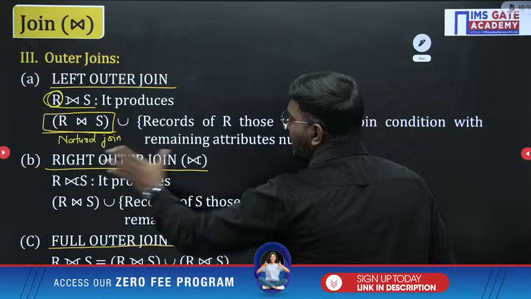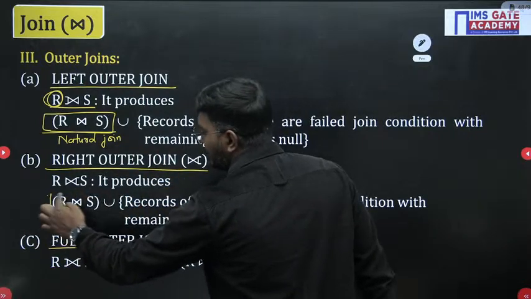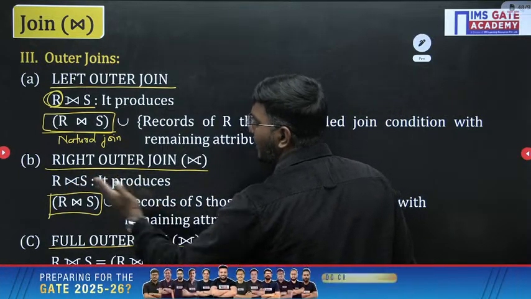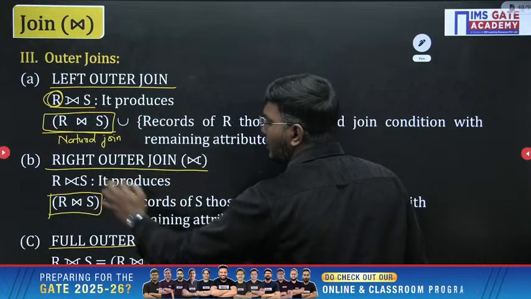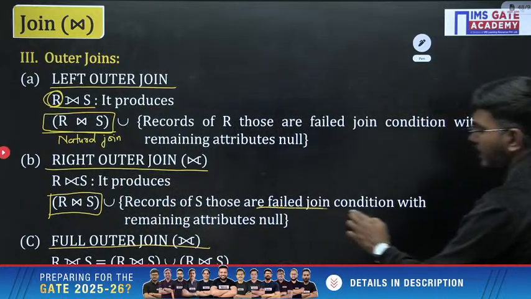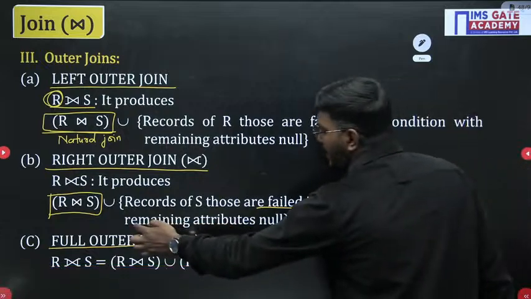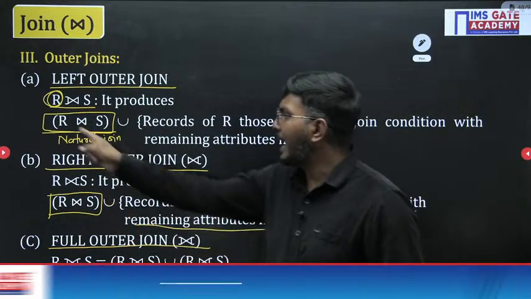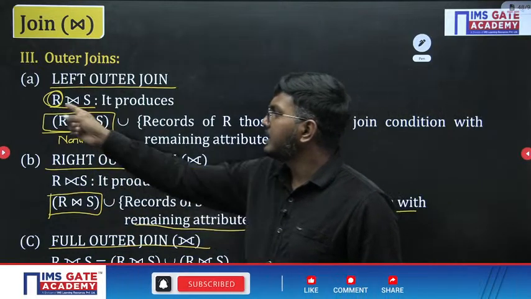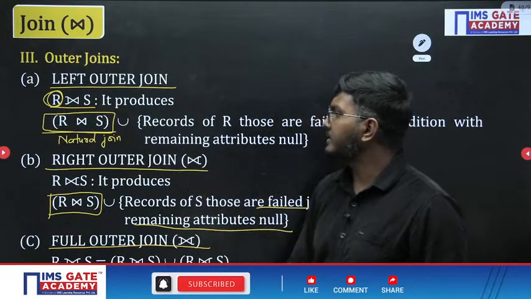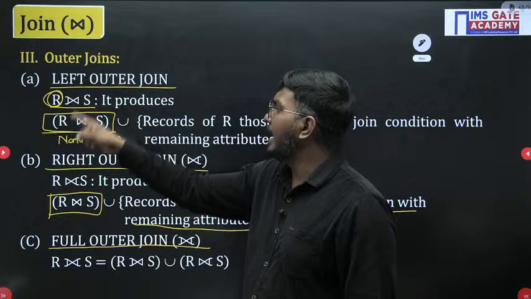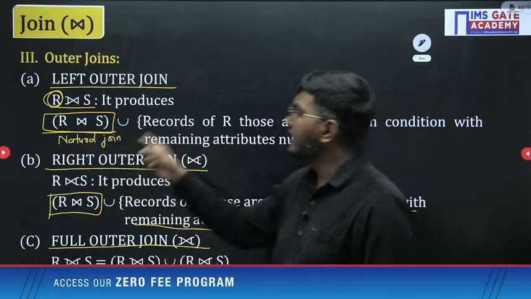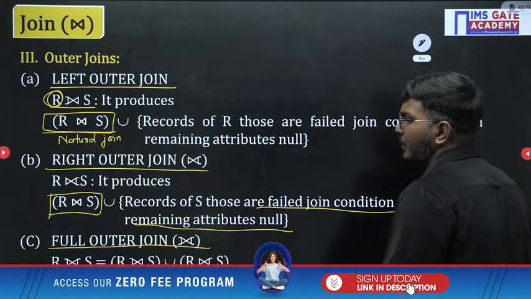Similarly, for the right outer join, first find the natural join, and then include all the records of the RHS, or we can say the right side relation, that is our S. Include all the records of S that failed the join condition, with the remaining attributes null. Remaining attributes means if a record of S failed the join condition, it means it is not paired with any of the R. Then for the remaining attributes of R, since the result has R attributes also, just keep a null entry. Understood? Similarly for the right outer join.